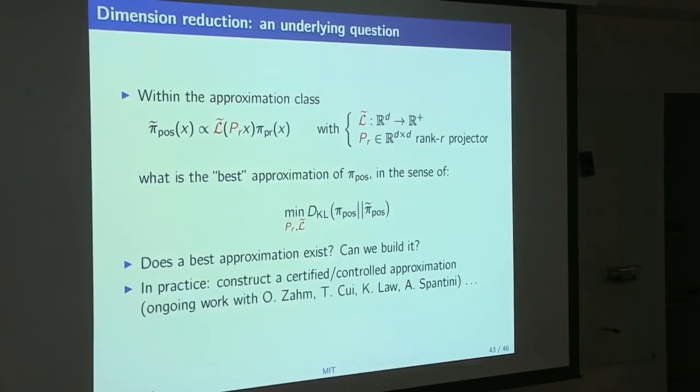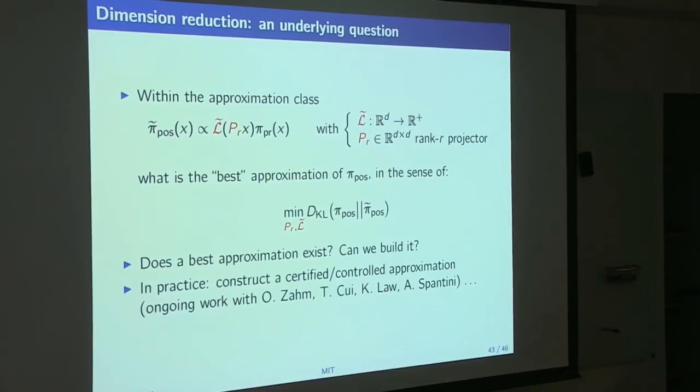Now, I just gave you a particular and simple example. Underlying this is a broader question, and this is what I'll close with. Suppose I want to make low-dimensional approximations of the posterior distribution in the following sense. I want to take my posterior, which is normally a likelihood times a prior, and replace the likelihood with some function L tilde. And I want to project the parameters onto some r-dimensional subspace. I want to find a projector P_r. So within the class of approximations of the posterior that come from picking an arbitrary function L tilde and a rank r projector, what is the best approximation in the sense of KL divergence?